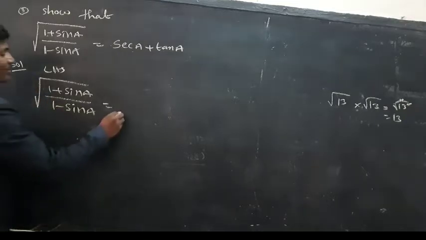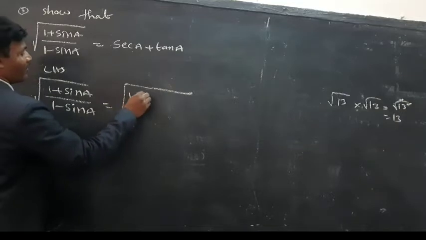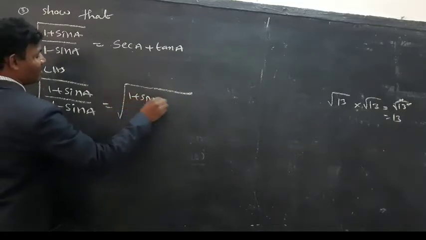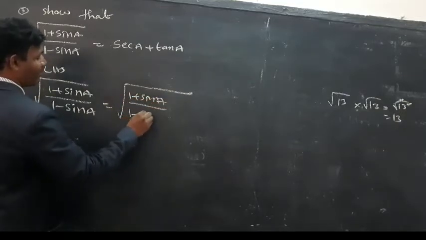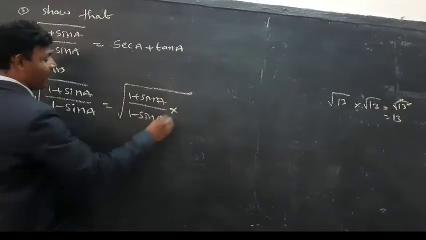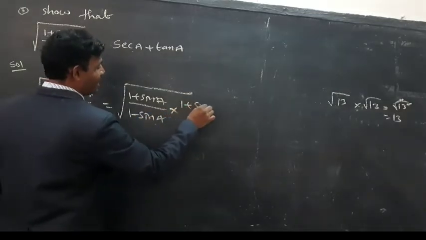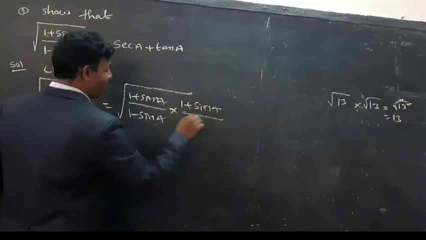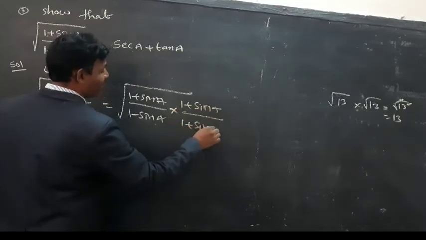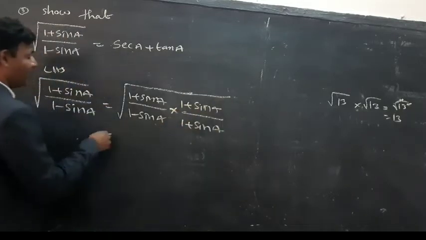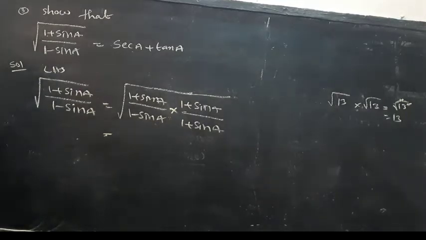So what I am doing here? I am dividing and multiplying with 1 plus sin A, in the numerator and denominator, under root of (1 plus sin A) by (1 minus sin A).